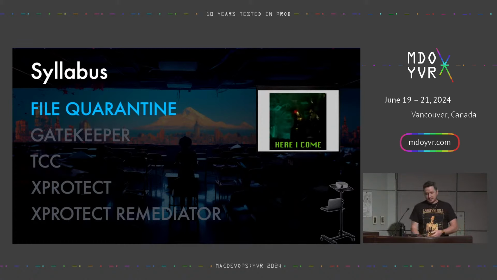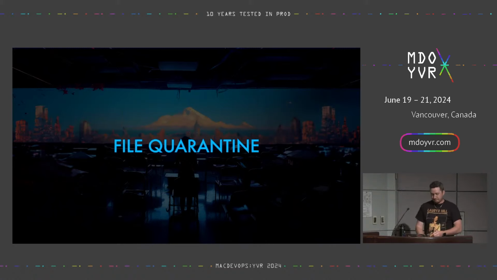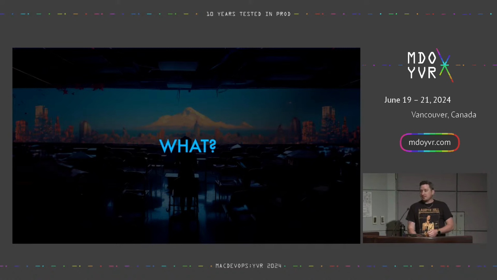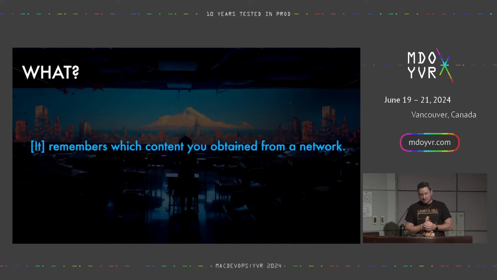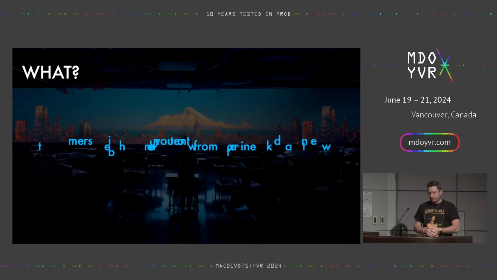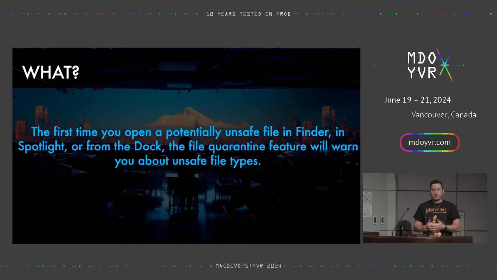So let's get started with file quarantine. It was introduced back in OS X 10.5 Lion, back in the good old days of OS X. And really, it's designed to just remember what you obtain from a network. So when you open it, it gets checked, and you can allow or not allow it to run. And this is really looking for unsafe file types, and it happens from Spotlight, the dock, and Finder. Doesn't apply to scripts, but most applications.